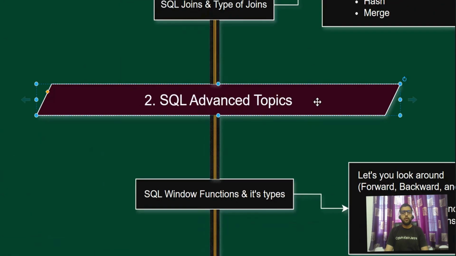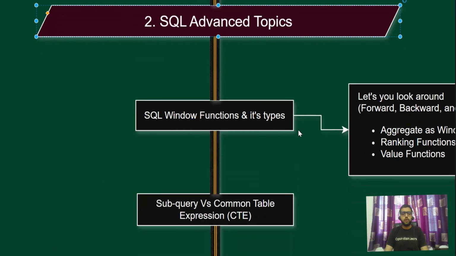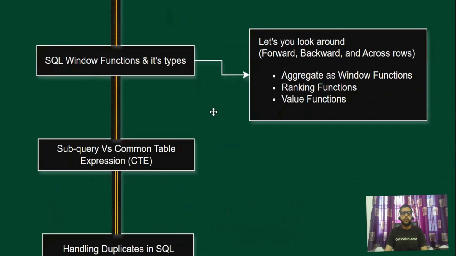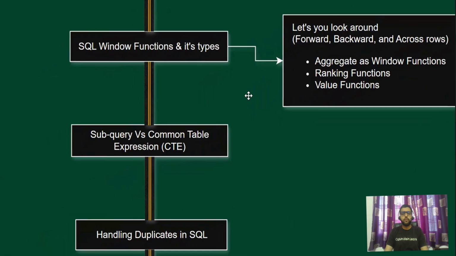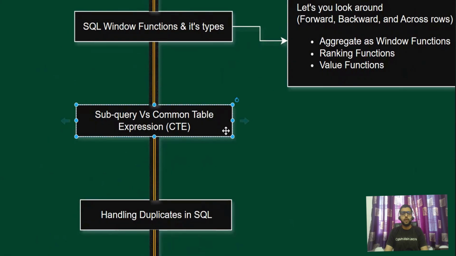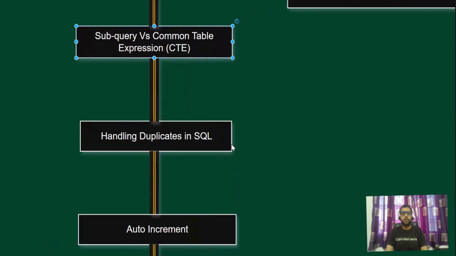Then comes the second topic, which is advanced topics. Here we will cover window functions and what the types of window functions are, and what the difference is between window functions and aggregate functions. Everything we will see in detail. We will talk about subqueries and common table expressions, which one is better among these two, and what the difference is.